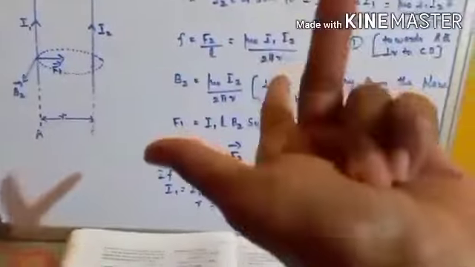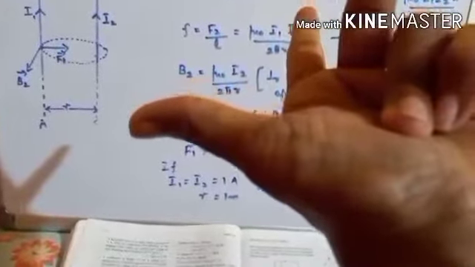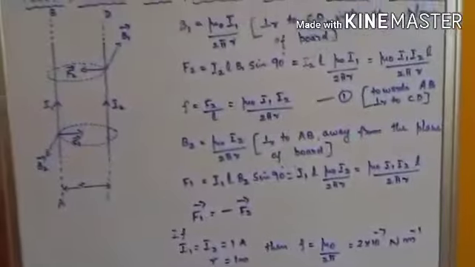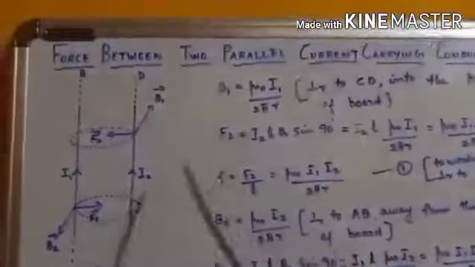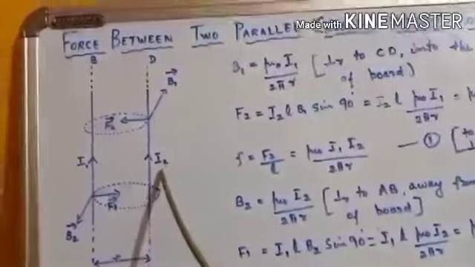Is that clear, children? Forefinger, field into the plane, current, direction of current upwards. Then the thumb represents the direction of the force. So towards the first conductor AB. Clear, I think. Now continue. In the same way, we have to consider the second conductor carrying a current I2.